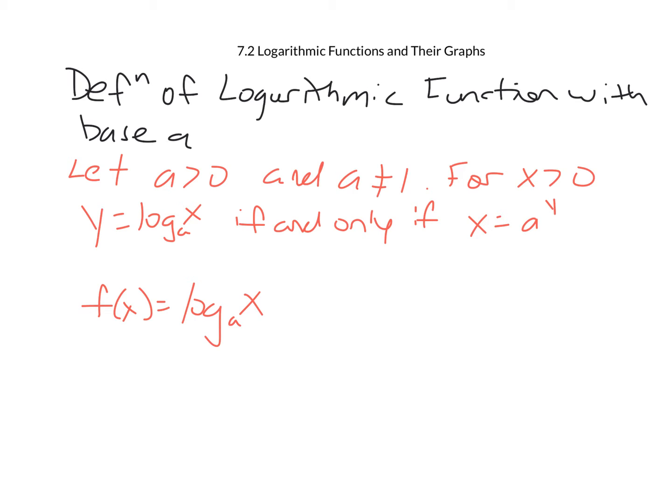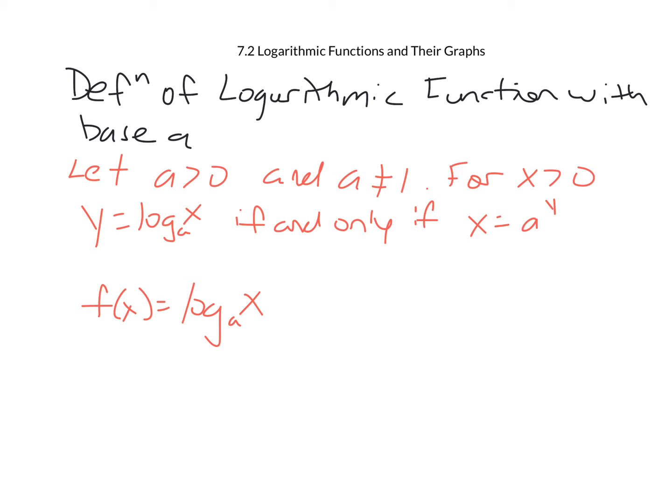There are times when we have exponential functions with unknowns in our exponent, and that makes it hard for us to solve equations. Logarithms help us do that. It helps us solve equations with unknowns in the exponent.